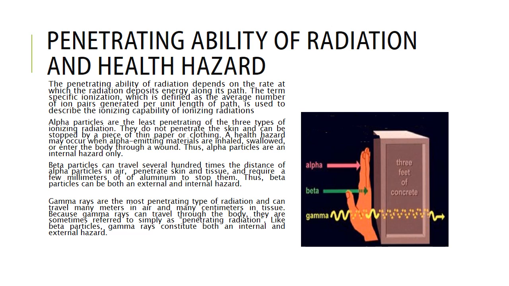So beta particles can technically be an internal and an external health hazard because they do penetrate the skin and the tissue. Now, gamma rays are the most penetrating type of radiation, and they can travel several meters through air and many centimeters in the tissue. Because gamma rays can travel through the body, they're sometimes referred to as the penetrating radiation. So they can constitute an internal and an external health hazard technically.